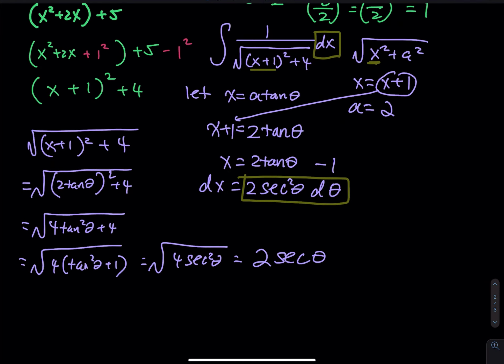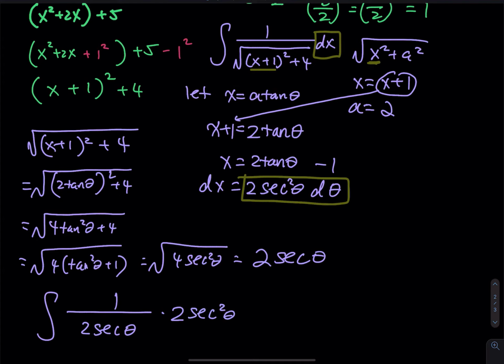And then you put everything together. So first the top one is still a 1, the bottom is now 2 secant theta, and the dx becomes 2 times secant square theta d theta. And then you simplify that, the 2 got cancelled, and then 1 secant got cancelled, and then you have integral of secant theta d theta.